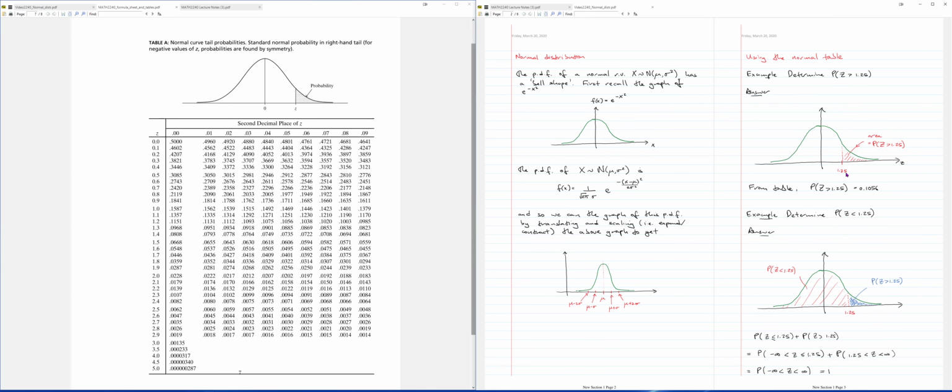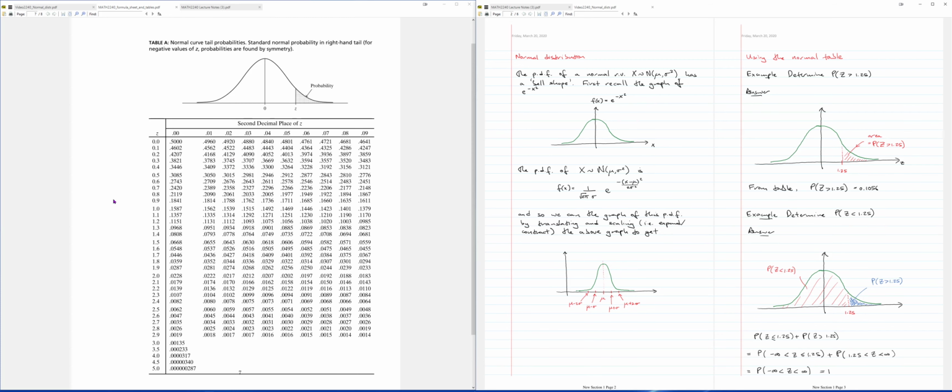So we put the 1.25 over here, and what we want is probability z bigger than 1.25. What that means is we want the area under the curve between 1.25 and infinity. So we want this area that's shaded in red. This shaded area is just going to come from your table, using the table over here.